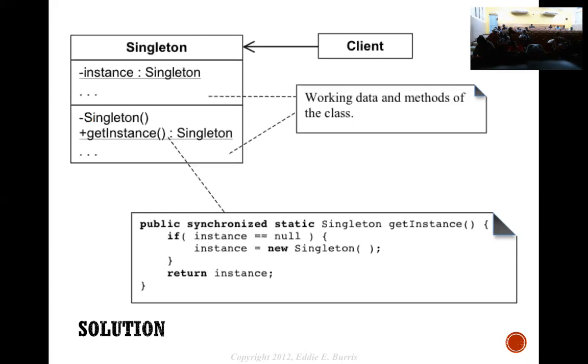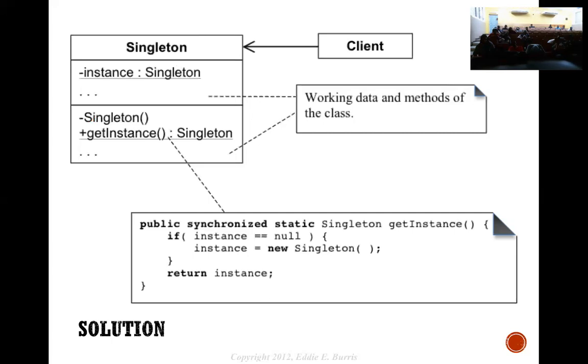Come again? Nobody else can instantiate it. So the only instance that can be created is an instance that's created in the singleton by a singleton object. And then we want to be able to return that singleton object to the client that needs it. And so we have this method, getInstance. And then let's look at an example code for that method.